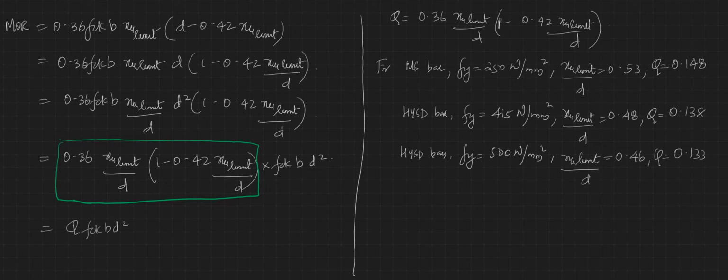That is, the moment of resistance of a limiting section with respect to concrete I could write as MOR equal to Q fck b D square, where the Q value depends on the grade of steel. For MS bar it is 0.148, for HYSD bar of grade 415 it is 0.138, and for HYSD bar of grade 500 it is 0.133.